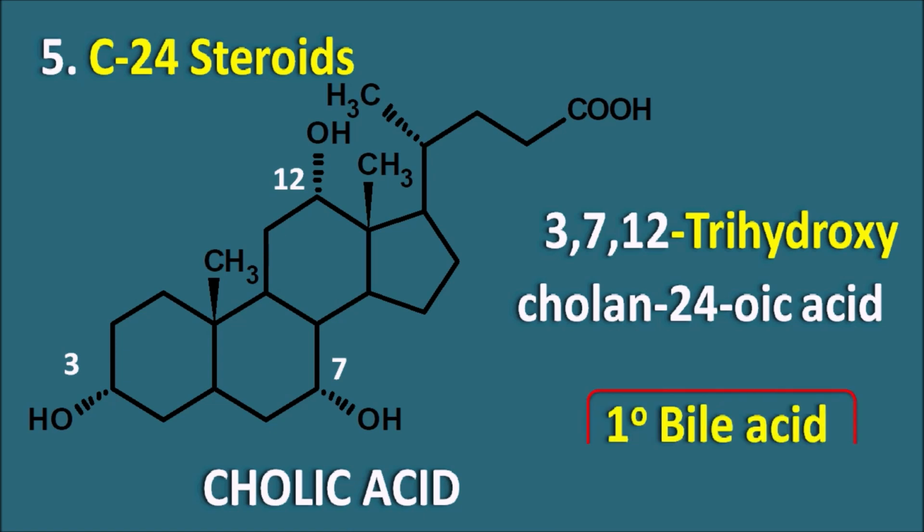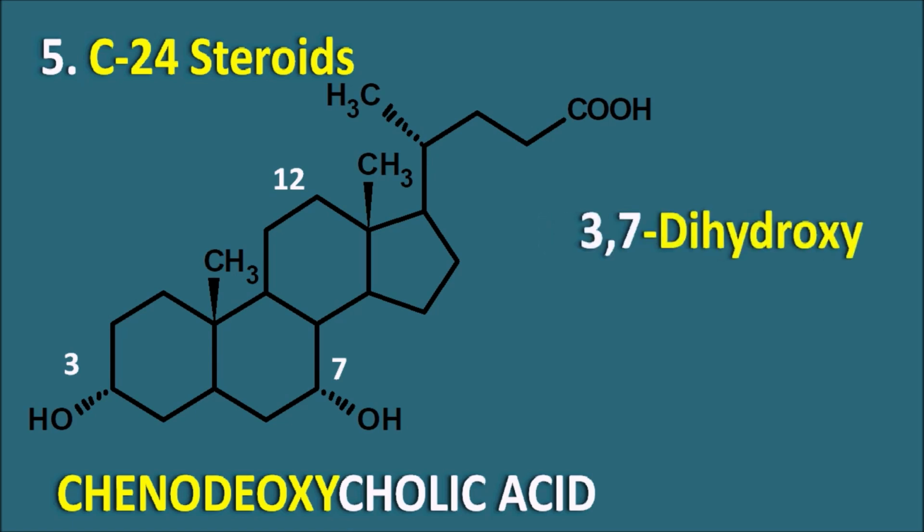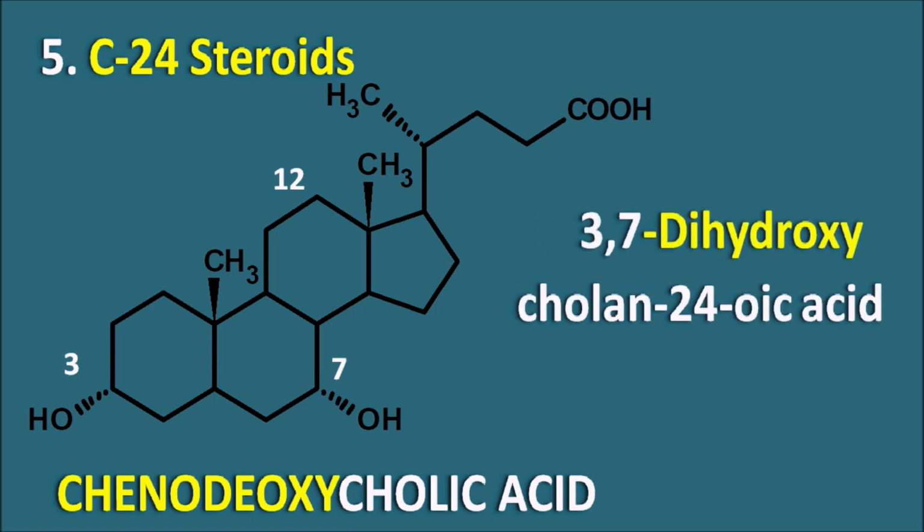This cholic acid is the primary bile acid, which is responsible for the sequestering of the fatty acids. Similarly, another bile acid is chenodeoxycholic acid. This has the OH group at the 3rd position as well as the 7th position, but it does not have an OH group at the 12th position. So it has hydroxyl groups only at the 3rd and 7th positions. That's why chenodeoxycholic acid can be written as 3,7-dihydroxy cholane 24-oic acid. Again, chenodeoxycholic acid is a primary bile acid.